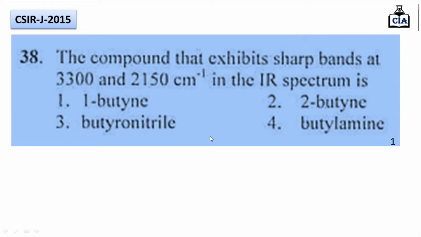Now the next question from CSIR June 2015. They have given the IR absorption at 3300 centimeter inverse, that indicates that the compound has an sp carbon-hydrogen bond, and at 2150 centimeter inverse, that indicates that the compound has a carbon-carbon triple bond. So only option 1, 1-butyne, has both the possibilities, that is the carbon-carbon triple bond and the sp carbon-hydrogen bond. So 1-butyne is the correct answer, so option 1 is correct.